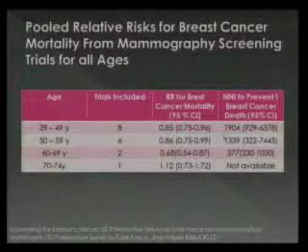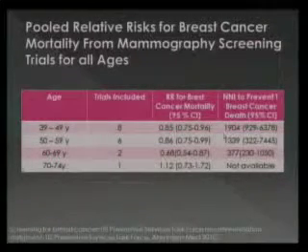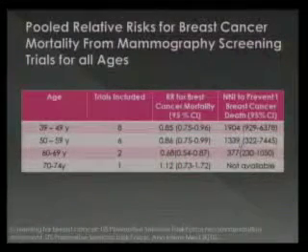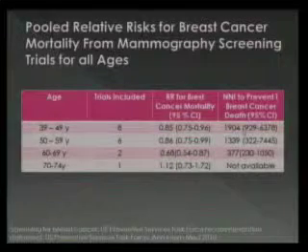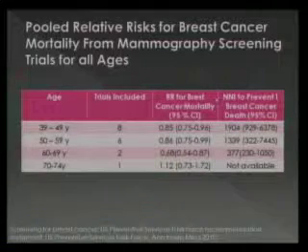And this has a lot to do with the prevalence of breast cancer. So there's more breast cancer in the 50-year-olds, which is why they had to invite more of the younger patients, as well as more false positive results in the younger patients due to dense breasts.